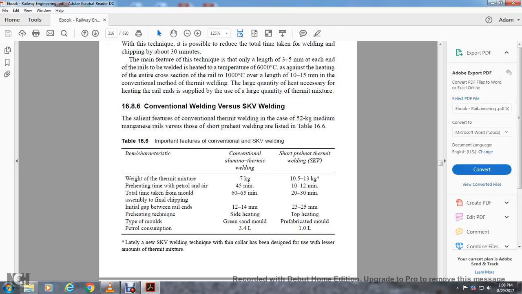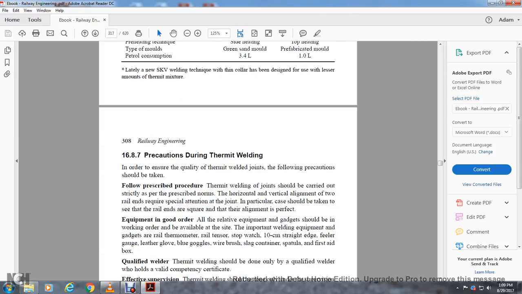Total time, including mold assembly and final chipping: 60 to 65 minutes for aluminum thermite, and 20 to 30 minutes for short preheat thermite. Initial gap between the rail ends: 12 to 14 millimeters for aluminum thermite, 23 to 25 millimeters for short preheating thermite welding. Preheating technique: side heating for aluminum thermite, top heating for short preheating thermite welding. Type of molds: green sand mold for aluminum thermite, prefabricated mold for short preheating. Petroleum consumption: 3.4 liters for aluminum thermite welding, 1.0 liters for short preheated thermite.